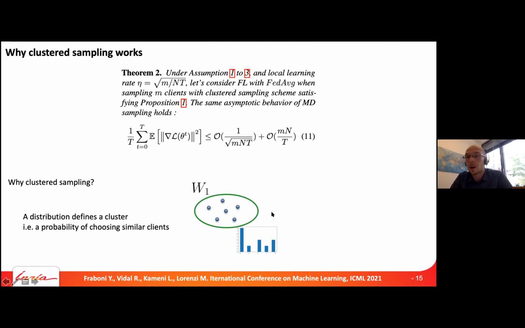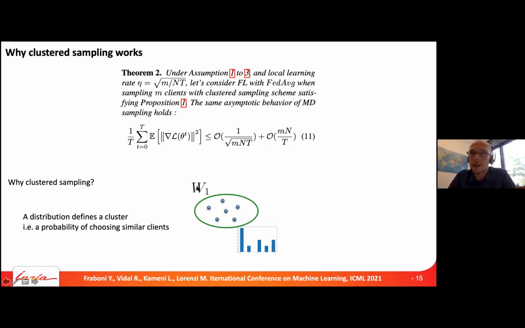And there is also a theorem that tells us that if you use the scheme, we converge. And the bound is very similar to the one of federated learning. So it means that the scheme makes sense, even though we are changing the way we select things, but we still converge asymptotically with the number of rounds of iterations.